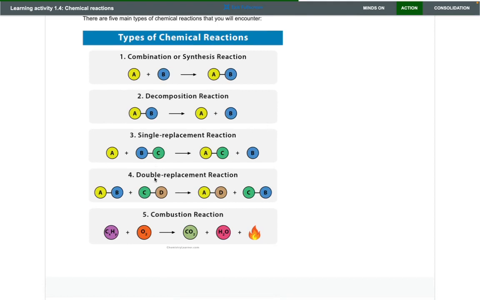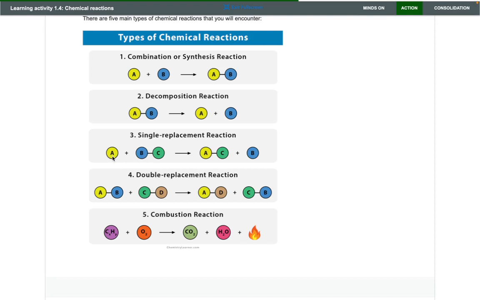When we look at the next 2, they're kind of similar in that they will cause replacements. So single replacement reaction or double replacement, or I prefer the term single displacement reaction or double displacement reaction. They're kind of similar, but they are different. In a single displacement reaction, you're going to have some type of element on its own, and you're going to have a compound. So you'll always recognize it: element and compound.